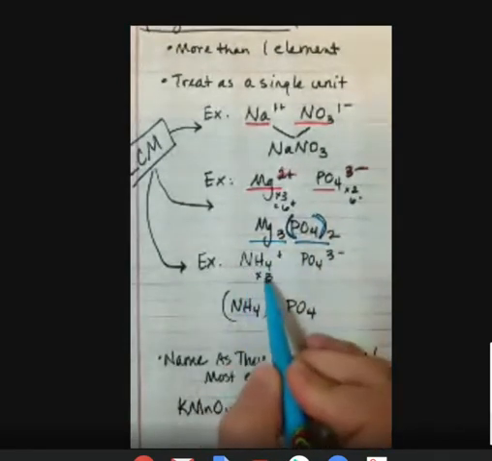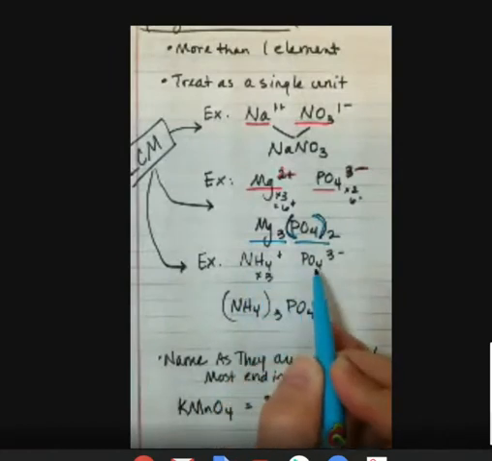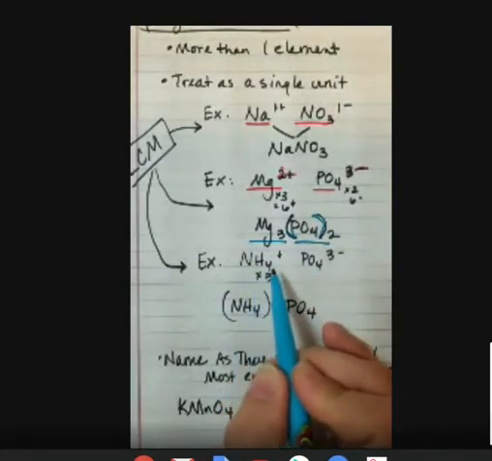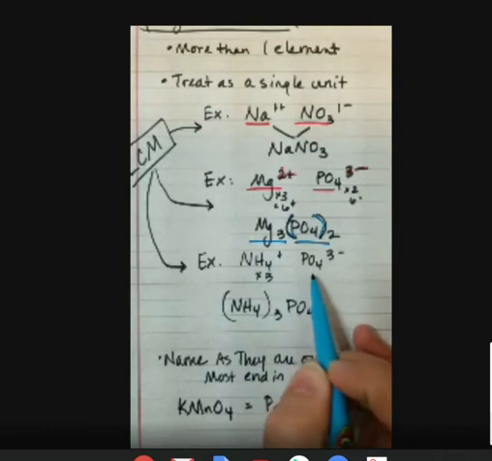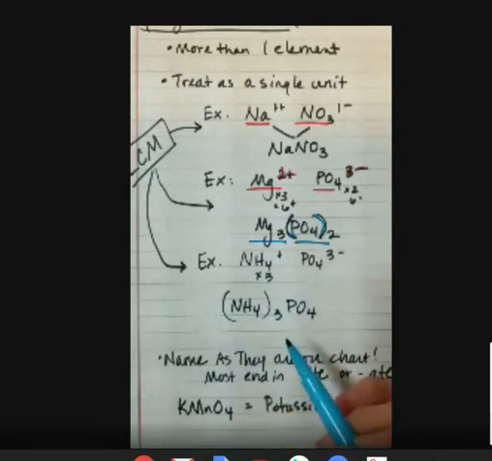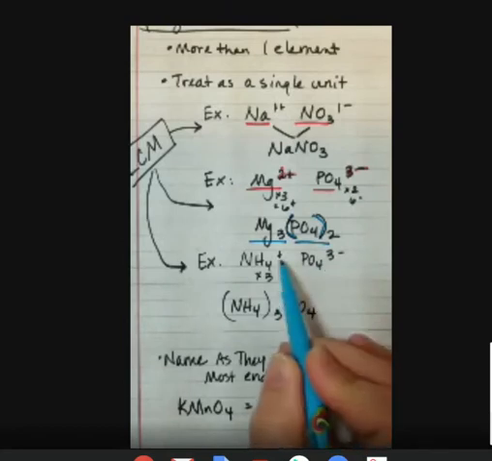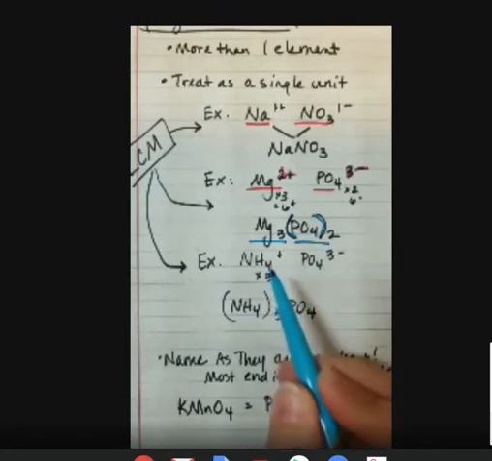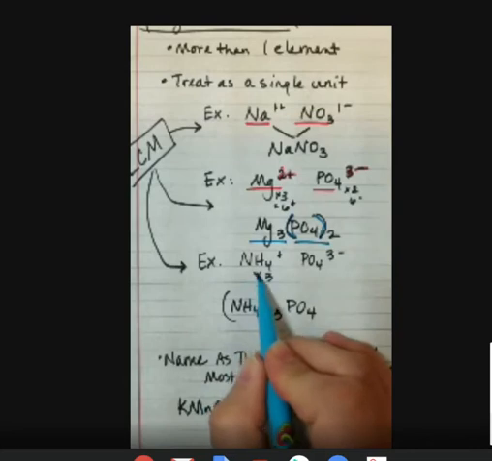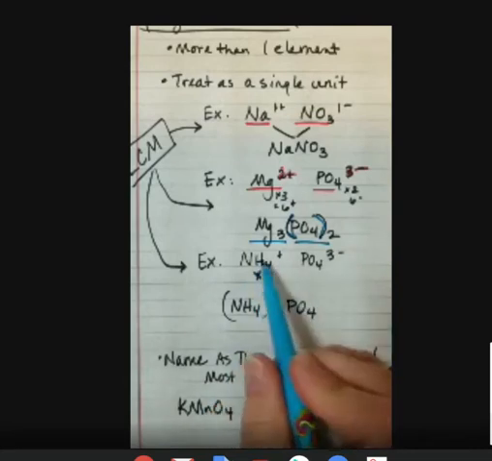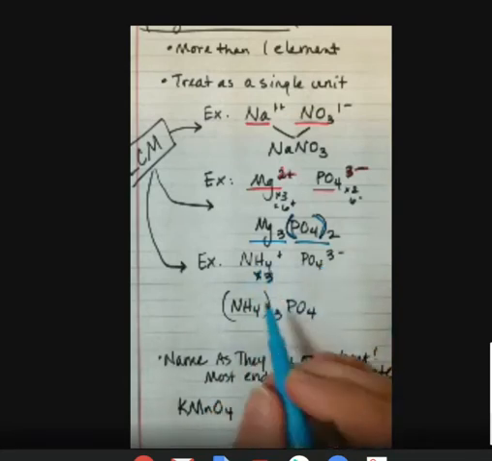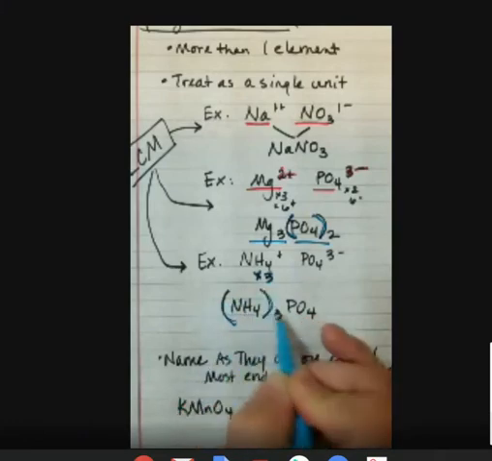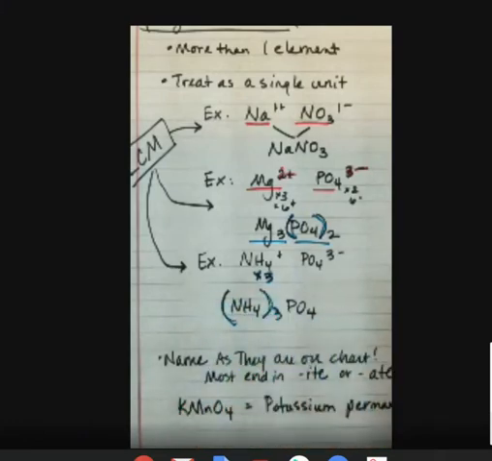Down here in this example, I have ammonium and phosphate. Ammonium is NH4 with a 1 plus. Phosphate is PO4 again with a 3 minus charge. I need to make the charges balance. Right now I have 3 negatives and 1 positive, so I need more positives. I multiply the ammonium by 3, and now I have 3 positives and 3 negatives. So I just put it together, but I need 3 of that group.